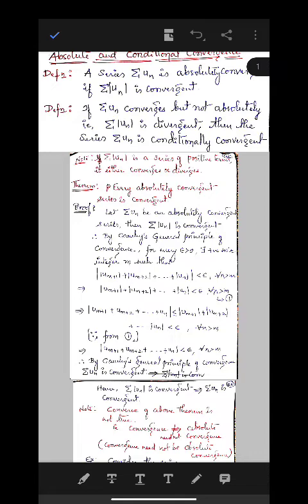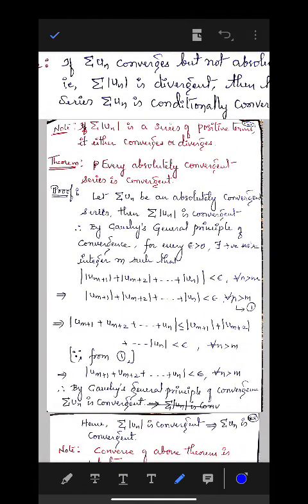So in the note, what they have given: summation modulus of un is a series of positive terms, right? Summation un may be anything, an alternating series or a positive series or anything. But whenever you take absolute values, summation of modulus un is definitely positive, because we are ignoring the negative values by applying modulus. So let us discuss a theorem regarding these concepts.